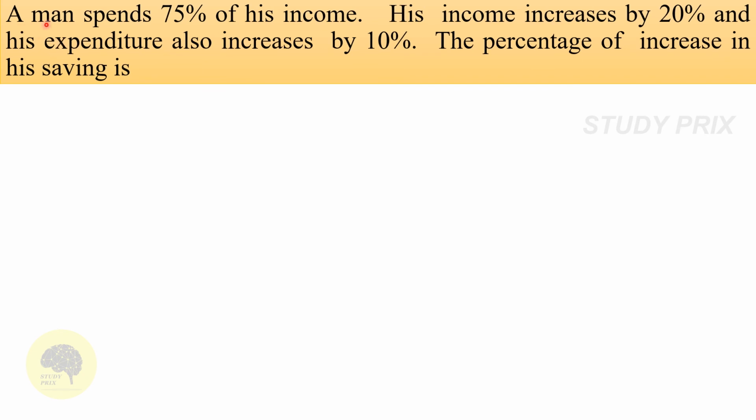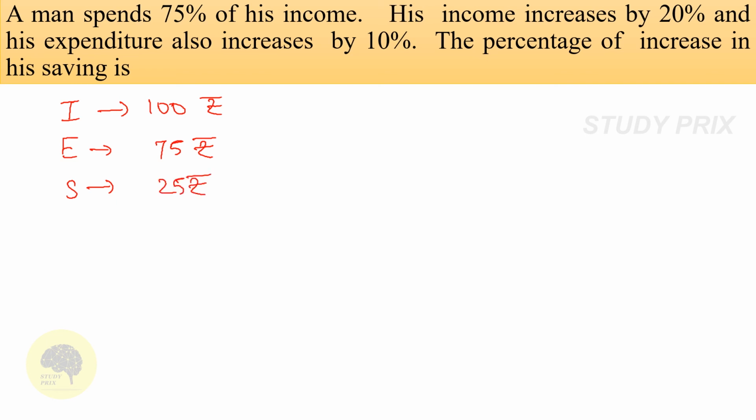Coming to the last problem, a man spends 75% of his income. His income increases 20% and his expenditure also increases by 10%. The percentage of increase in saving is, so you have to find his saving percentage. First, in the question it stated that 75% of his income is spent by the man. Therefore, take the income received by the man as 100 rupees. Okay. Therefore, the expenditure must be, he spent 75% of his income. Therefore, 75% of 100 rupees is 75 rupees. Okay. Therefore, from this we can say the savings amount is income minus expenditure. Therefore, 25 rupees is the saving.